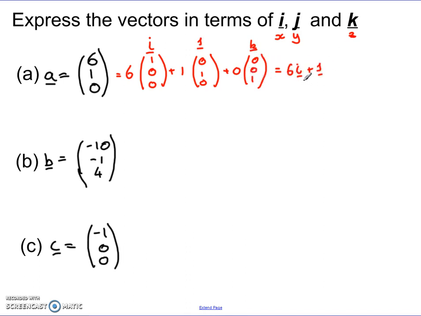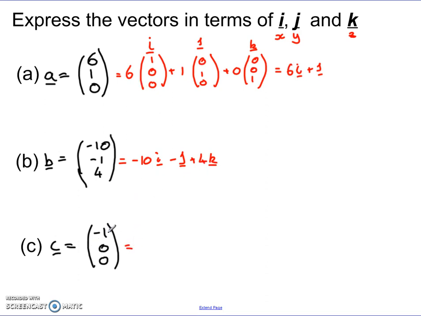Now, a quick way of doing this, so you don't have to worry about writing this out every time, is you notice that this is 6i, this is 1j, and this is 0k, so you can actually just distribute it over and write it fairly quickly in terms of that. So I'll show you what I mean with this one. So this one, -10, -1 and 4. So x direction is -10, y direction is -1 and z direction is 4. I can then use it to write these out very quickly because I know i is the x, j is the y and k is the z. As -10i minus j plus 4k. I know that each of these points in the set direction, that's how I'm able to write it out.